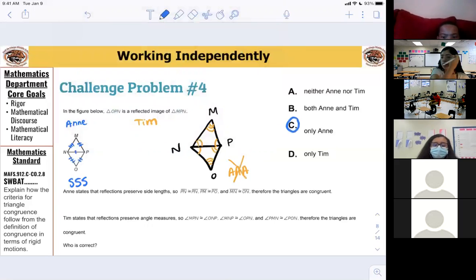Because he's only talking about angles. Exactly. If he had sides, it would work. But Ms. Lopez, right? The triangles are congruent, just not by what Tim said. Because reflections preserve the triangles, they're just flipping them to another side. If it was a dilation, they wouldn't be congruent. So they are congruent. It's just that Tim is not using the correct statement for it.